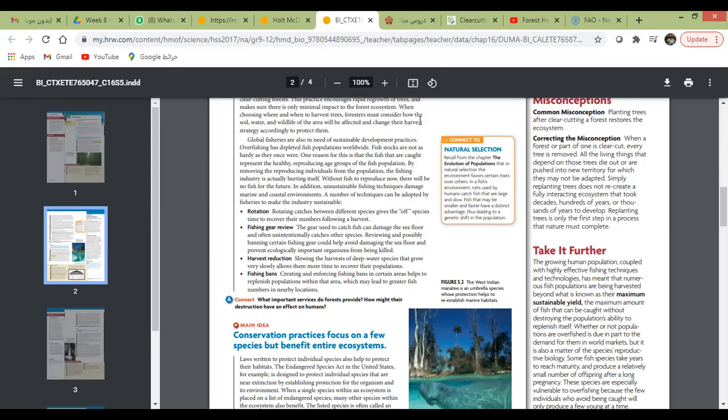Okay? Why? To give a chance for the small fish to recover their numbers, to reproduce, to compensate for what was lost from them. We go back and do rotation, and so on. The rotating of catches between different species gives the species time to recover their numbers following a harvest.